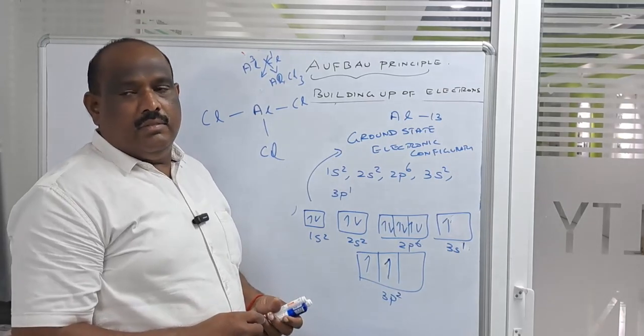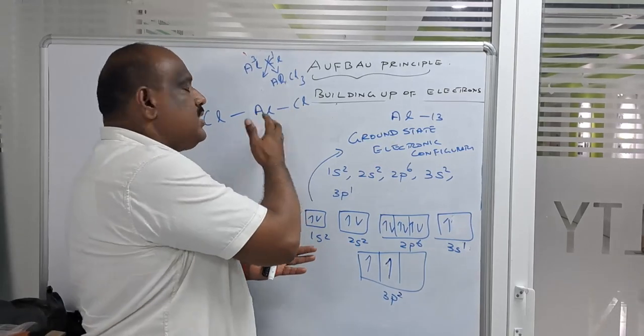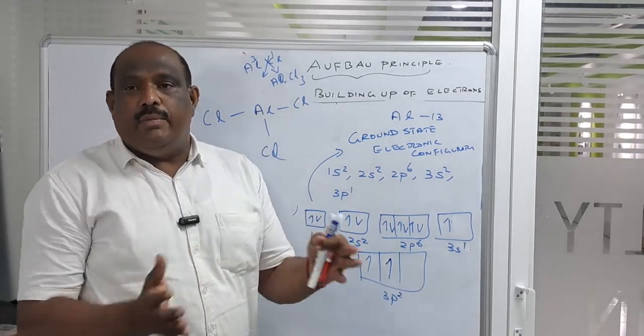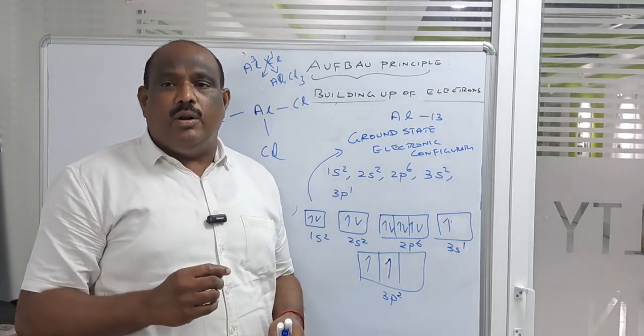It is same, sir, but not 90 degrees. No, I'm not asking about the angle. The angle between these bonds will come because of the repulsive force between the bonds, because of the electrons. That we will discuss when we discuss covalent bonds.